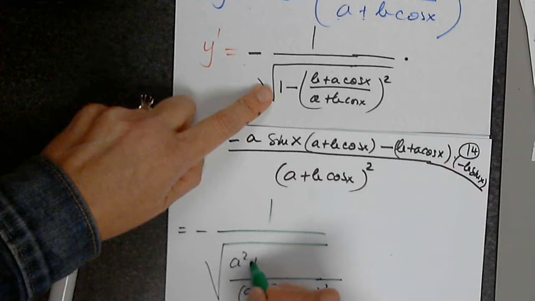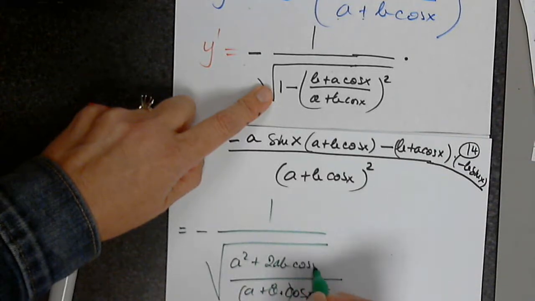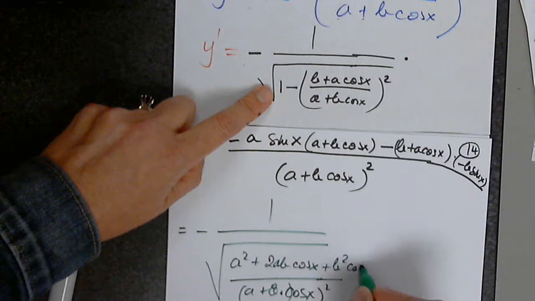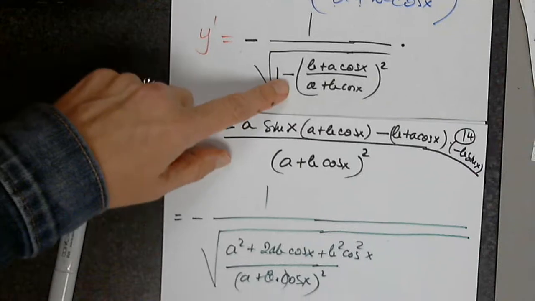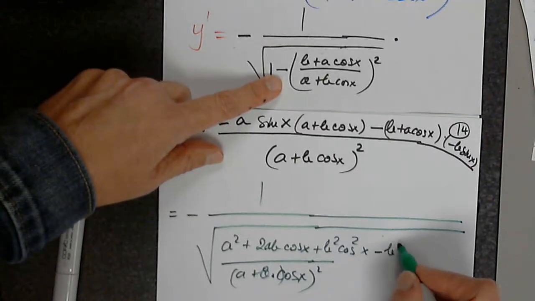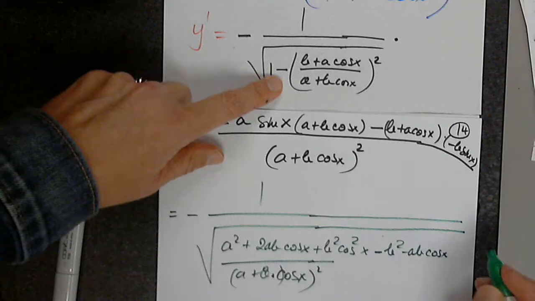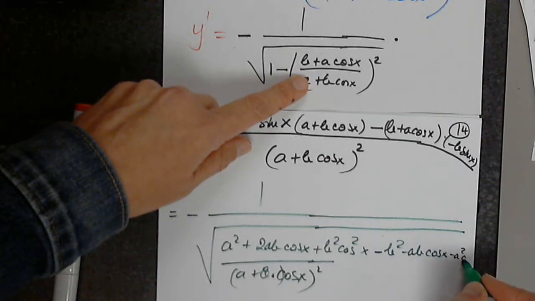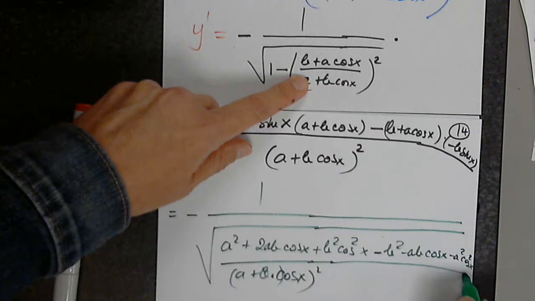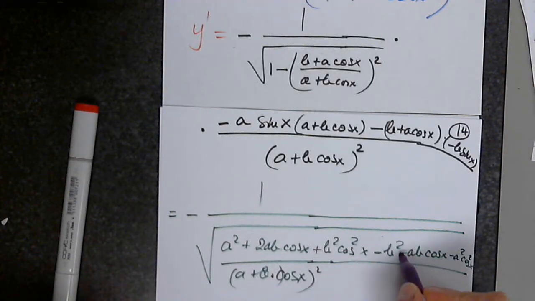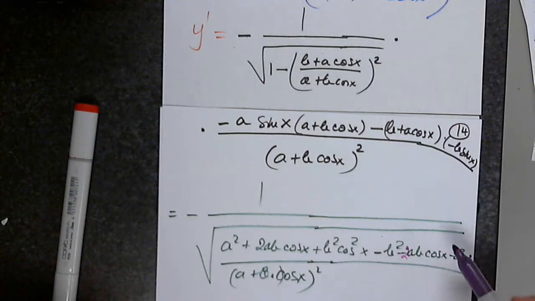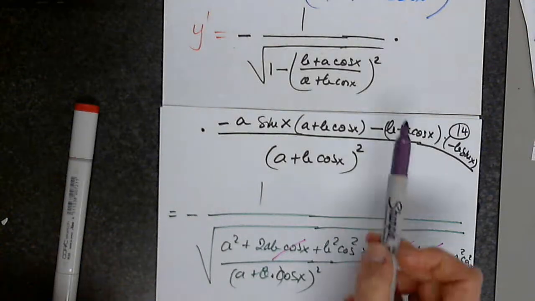So I have a squared plus 2ab cosine x plus b squared cosine squared. But then minus b squared minus ab cosine x minus a squared cosine squared. There's not much hope other than the fact that I can, this is 2 of course. Not much hope other than simplifying these two. So this is just this part.